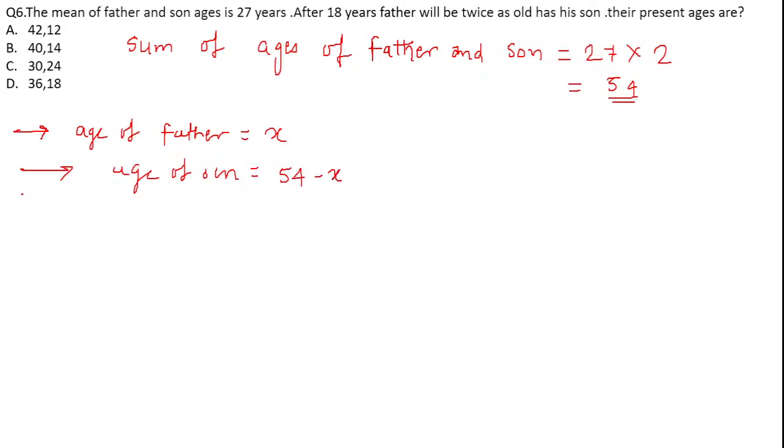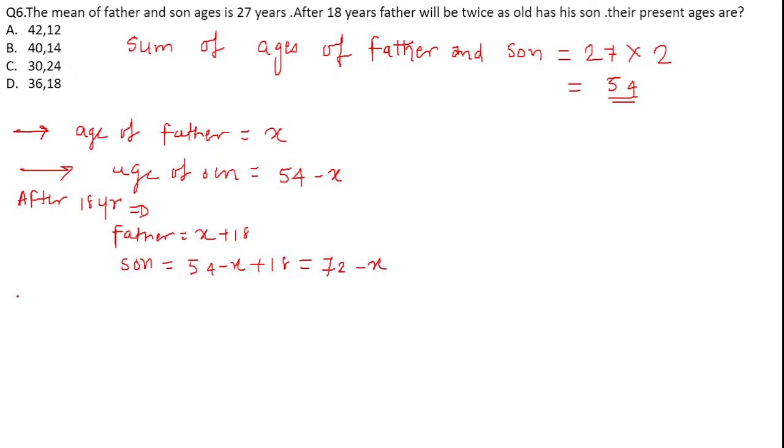Now they have asked, after 18 years, father will be twice as old as his son. So after 18 years, what will be the father's age? x plus 18. And after 18 years, what will be the son's age? So we know 54 minus x plus 18. So that gives us 72 minus x.